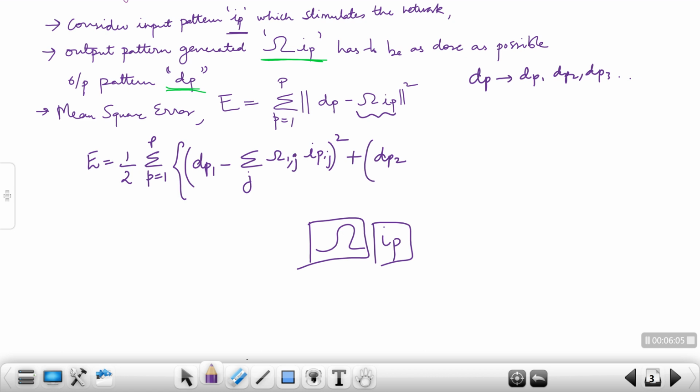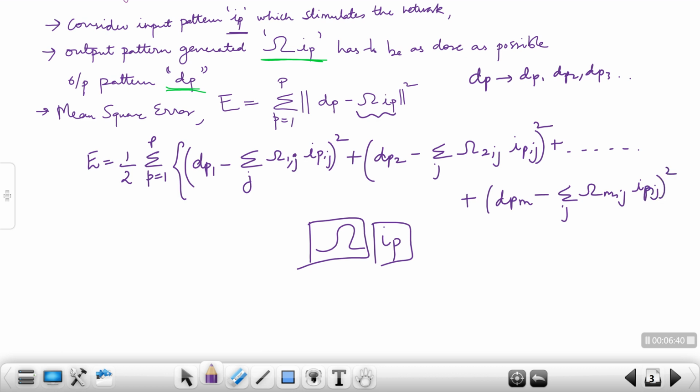So every time I am going to simplify this equation, and here it will be omega 2 comma j I pj and so on and so forth. So up till here, the last term will be dp m. Okay, m is the last one, minus summation of j, capital omega m comma j I pj, the whole square, and then I close the bracket.